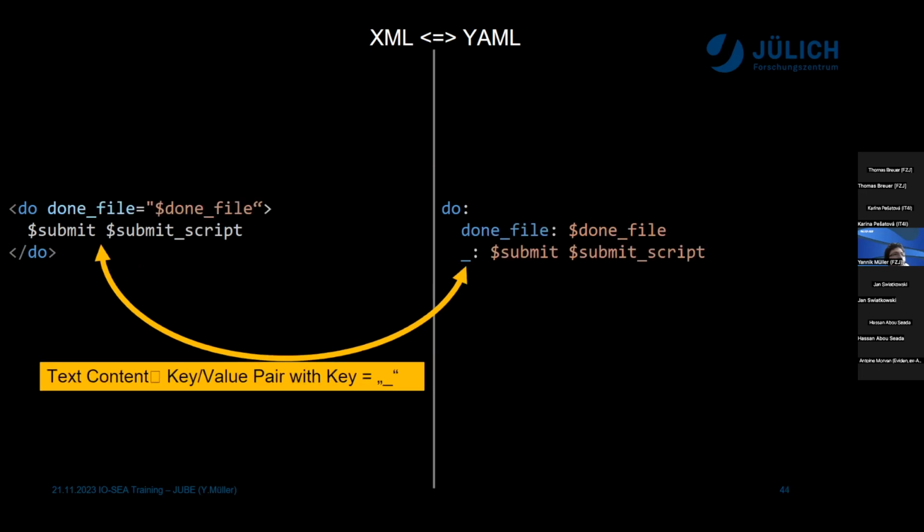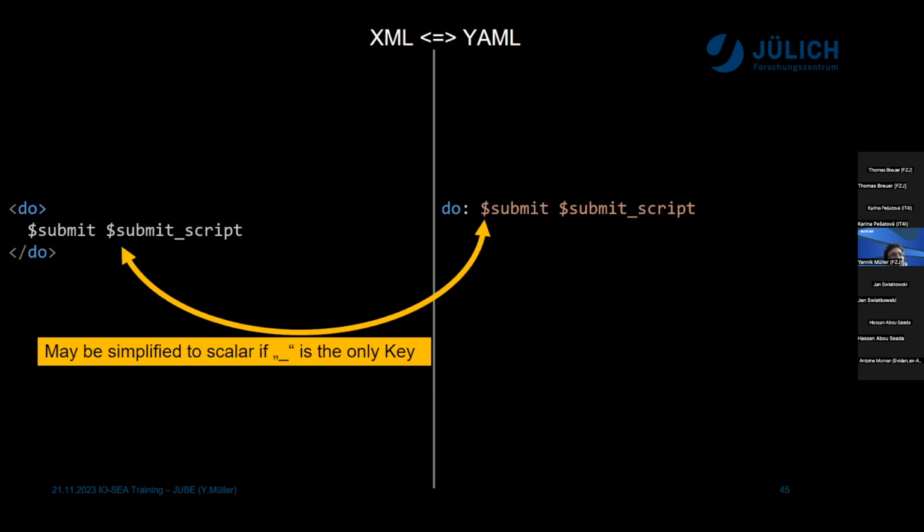Here we have two children, and if you have no attributes and only the text element, then you have only one child, which is the underscore. Then to simplify things a little bit, you can directly define the scalar value, and it is automatically assumed that this is the content of the underscore key value pair.